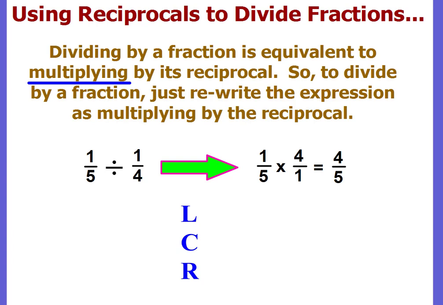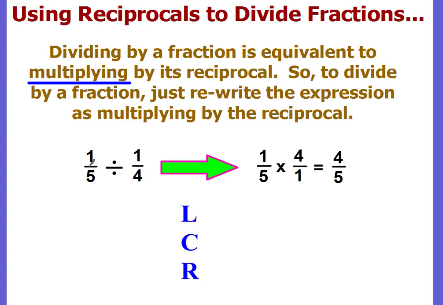We are going to use reciprocals to divide fractions, and as you'll recall, in our last video we talked about what reciprocals were and how we could find the reciprocal of a fraction. So dividing by a fraction is equivalent to multiplying by its reciprocal. So all we have to do is just rewrite the expression as multiplying by the reciprocal.